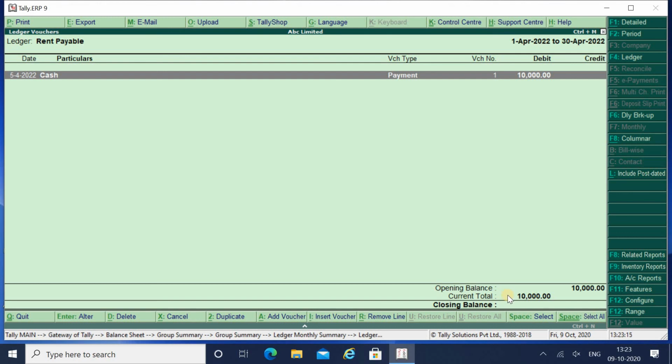All right, so this was about rent paid and rent payable. I hope you have understood the difference between the meaning of rent paid and rent payable. Rent payable is nothing but a provision entry, and rent paid is nothing but an expense entry.